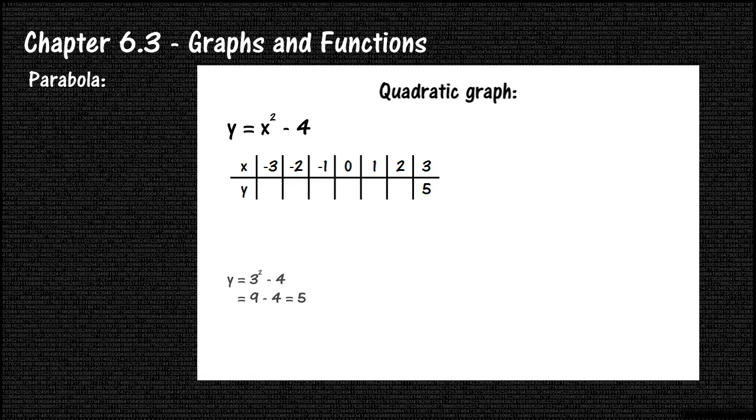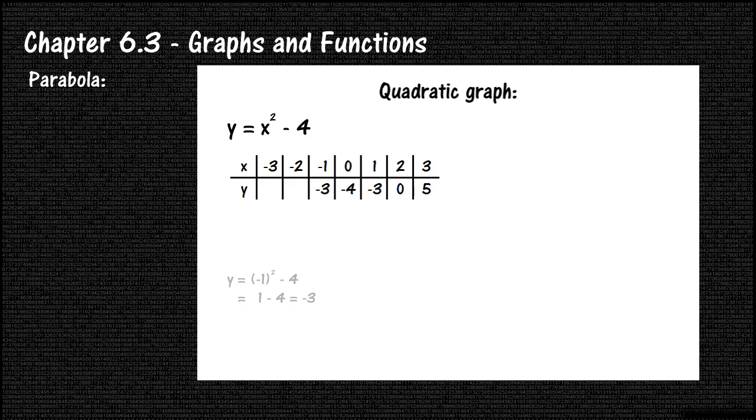Then we evaluate for x is 2 and we get 0. When we choose for x is 1, we receive minus 3 as our answer. And when x is equal to 0, y becomes minus 4. Then comes the tricky part, negative values for x, which means brackets. So for x is minus 1, we calculate y is equal to the square of minus 1 minus 4. The square of minus 1 is equal to 1. And 1 minus 4 is equal to minus 3.